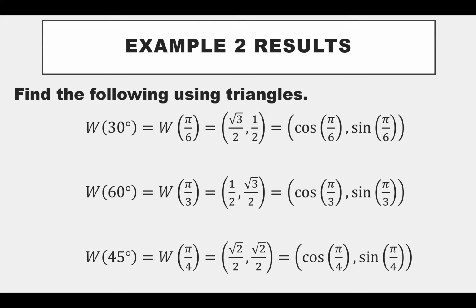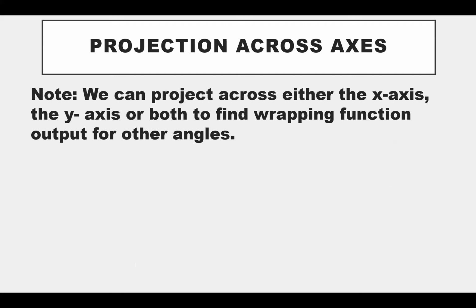And with 45 degrees, the wrapping function output is the same as the wrapping function output of pi over 4 radians. That's root 2 over 2 as the cosine of pi over 4, and root 2 over 2 as the sine of pi over 4. So I can find cosine and sine for these angles. Now, once I know the cosine and sine values for those three angles, I can project those angles across the x-axis or across the y-axis or across both the x and y-axis to find the wrapping function output for other angles.